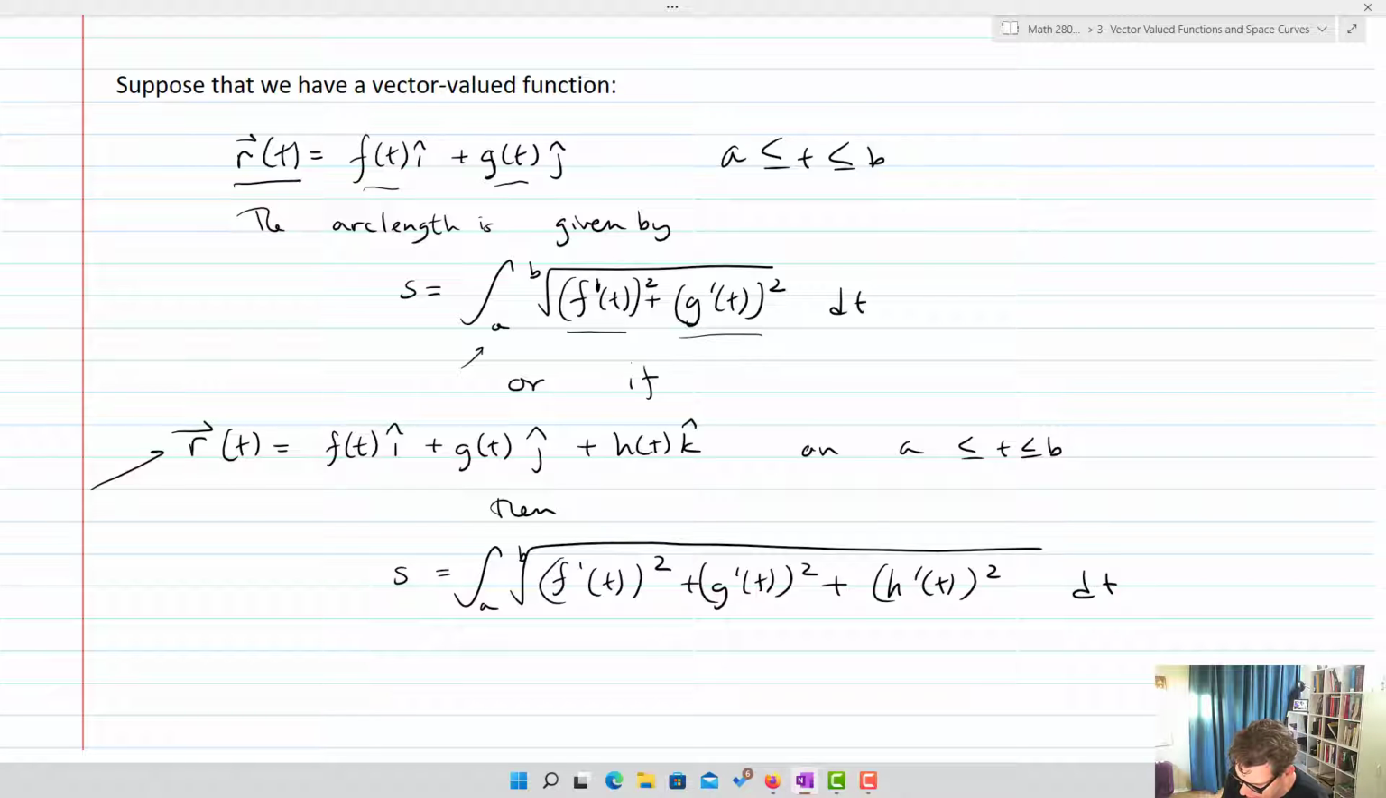Okay, so now we've got this second formulation. We want to notice that we're just going to add on the third component, that third function, its derivative squared, dt. And that's it. That's basically all that we're doing whenever we've got to find the arc length. Very similar to doing it inside of Calculus 2.